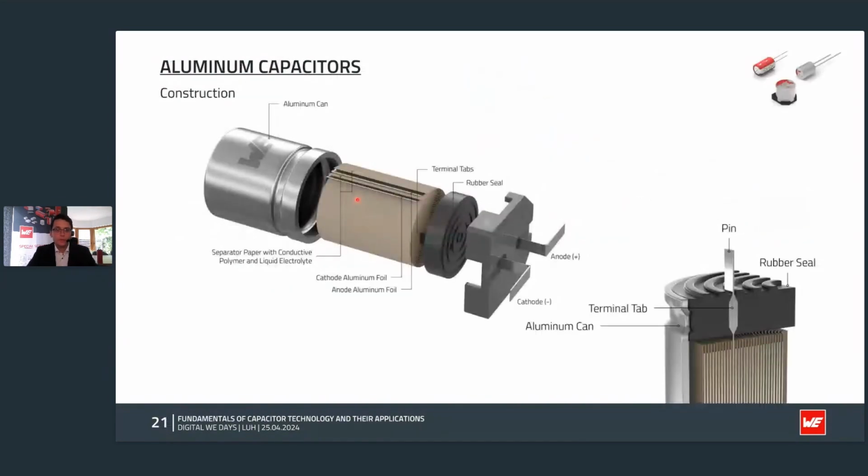Let's talk a little bit about aluminum electrolytic capacitors. What I showed here is the inner structure of a hybrid polymer capacitor, but the inner structure of electrolytic capacitors looks more or less the same in this picture. First of all, you can see the anode aluminum foil and the cathode aluminum foil, and in between there's a separator paper, which for aluminum electrolytic is soaked with electrolyte. Then from the outside you have the aluminum can and the rubber seal, which protects the inner winding from drying out.